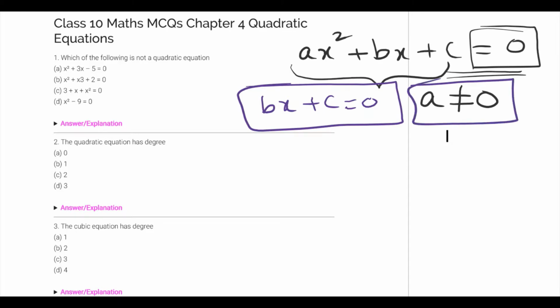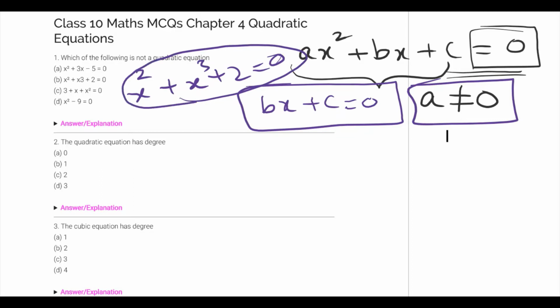In the first question, which of the following is not a quadratic equation? The first one is a quadratic equation, the second is a quadratic equation, and the third, 3 + x², is a quadratic equation. Here in option B, it's x² + x³ + 2 = 0. So it is a cubic equation. Option B is not a quadratic equation.